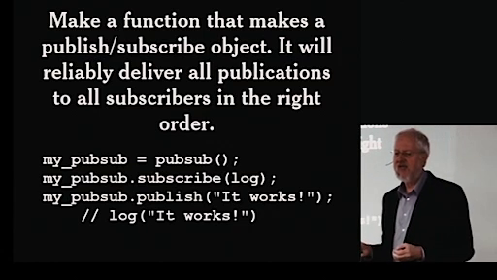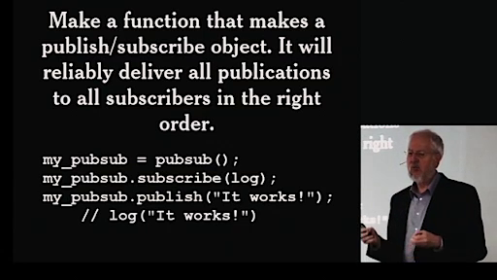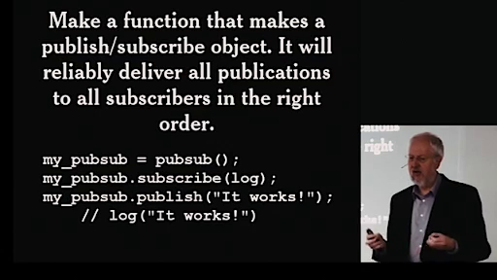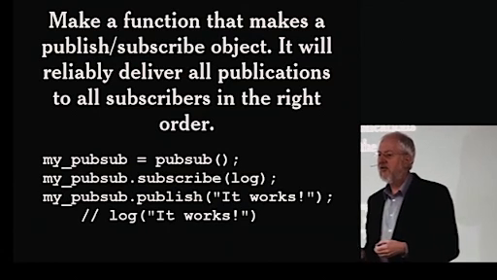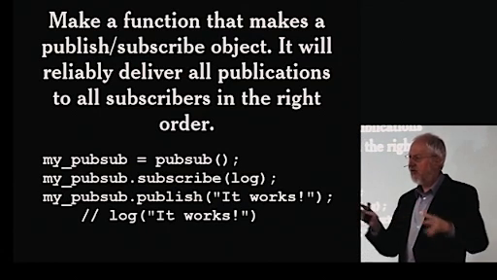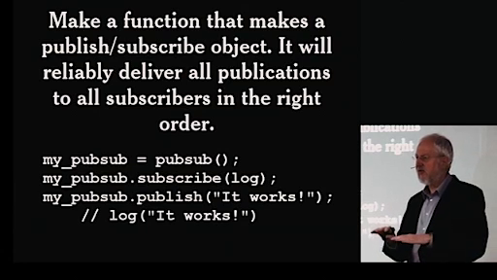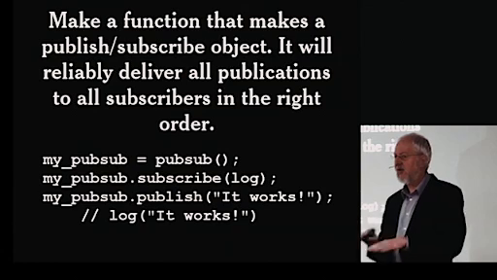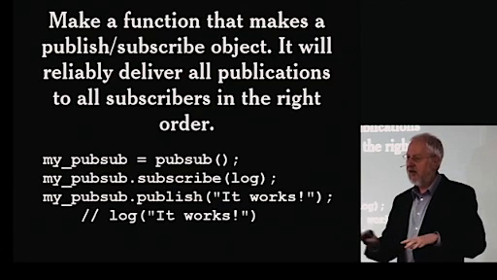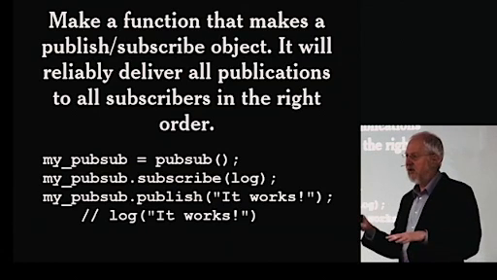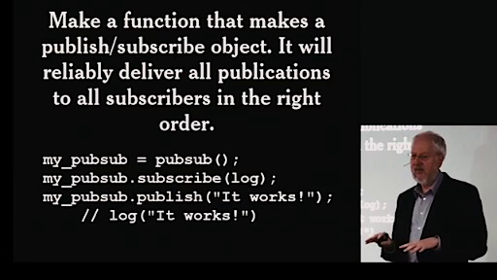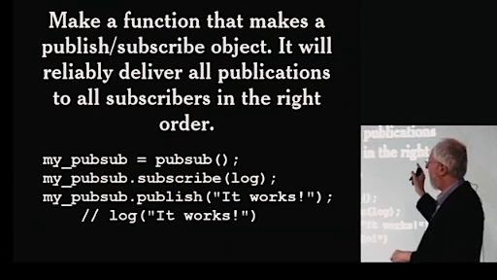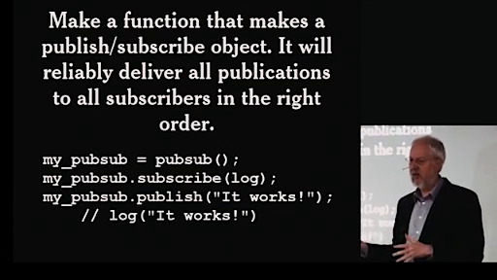So this is a problem similar to the first one. We're going to make a function that makes a publish subscribe object, and it will reliably deliver all publications to all subscribers in the right order. The idea is that we might have multiple parties running in our system, and they need to be able to communicate with each other, and we will provide them a pubsub instance that they will all share. But we want to make sure that it works correctly, so that it can reliably deliver all the messages to everybody in the right order.